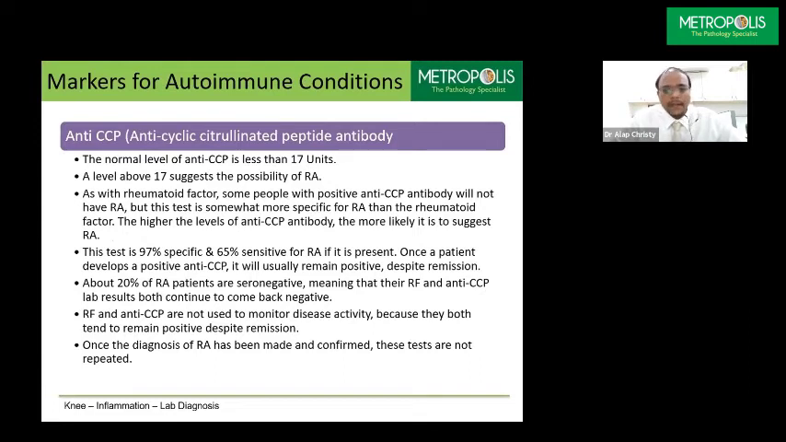So when RF and CCP are combined, the sensitivity increases. But nevertheless, it's worth saying that both these markers are generally seen in a comparatively progressive disease. In early disease, you might not be able to detect it as well with anti-CCP and RF, so it has to be done along with other tests to increase the sensitivity. And there are also new markers like RA33, which are about to come, which will also help in early diagnosis before the erosive changes take place. About 20% of RA patients are seronegative, meaning they have a very low RA factor and very low anti-CCP, and they continue to come back negative, but they still have rheumatoid arthritis.